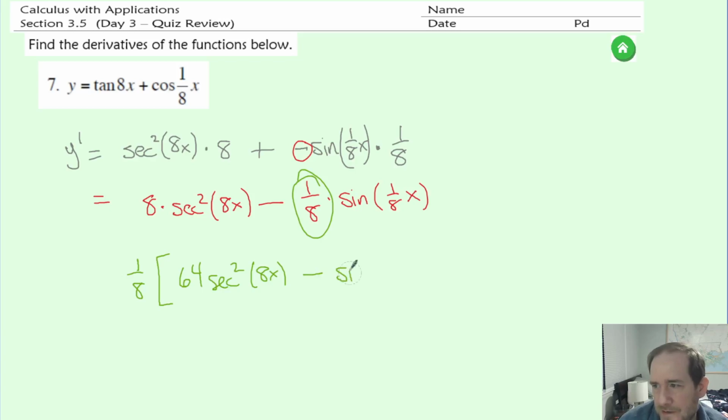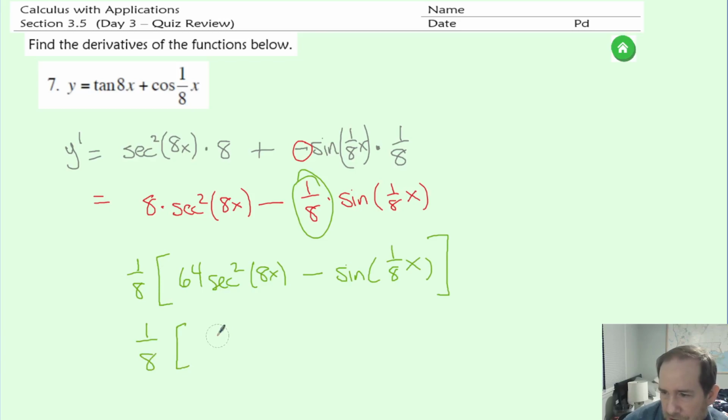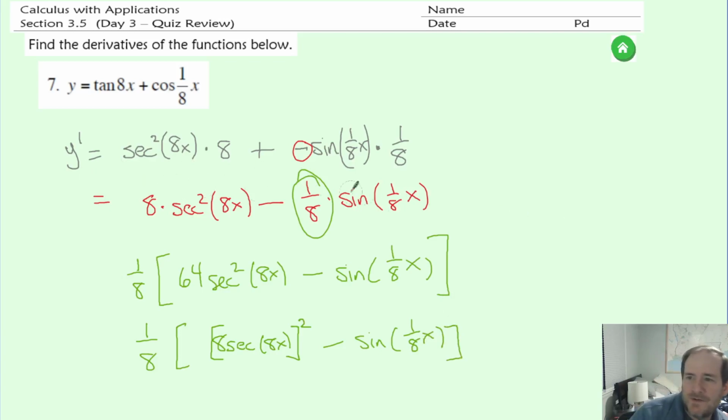And then minus sine. You still have 1/8 inside the parentheses. There's really nothing we can do about the 1/8 that's in the parentheses. By factoring out a 1/8, you now have this big coefficient of 64. That does happen to be a perfect square. So would it be worth it to call this 8 secant of 8x all squared? And again, the answer here is no. None of this is better than what we had before, honestly. So this red answer is probably as good as we're gonna get.